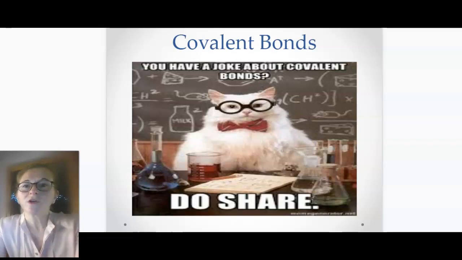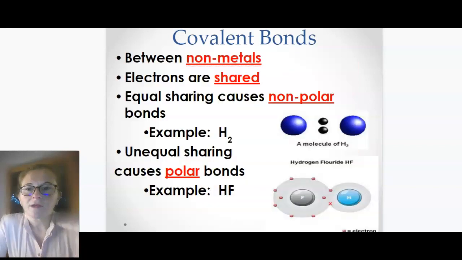Hi guys, today we're going to talk about covalent bonds. Let's take a look. So reminder, covalent bonds are between nonmetals. If we see a metal, that means that we have an ionic bond or a metallic bond. So here we're only going to see those elements that are nonmetals.